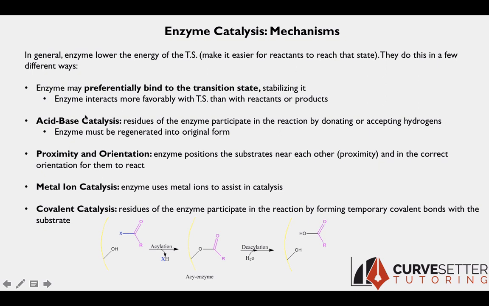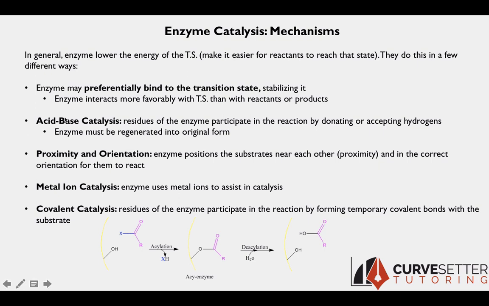One of the ways that enzymes do this is they may preferentially bind to the transition state and stabilize it in that way. What I mean by preferentially bind is that the enzyme interacts more favorably with the transition state than it does with the reactants or the products. That preferential interaction results in a stabilization of the transition state, because there are probably a number of intermolecular forces which stabilize the transition state.